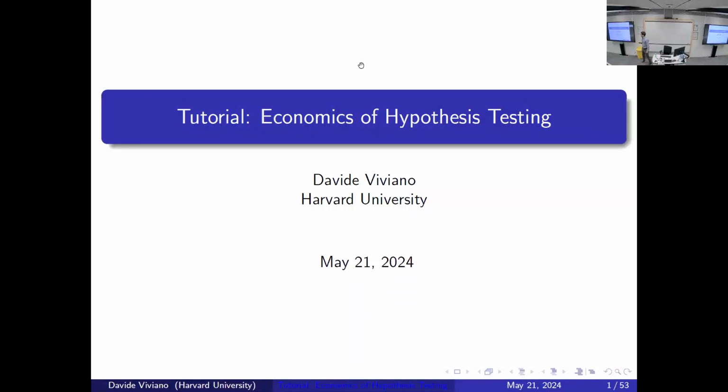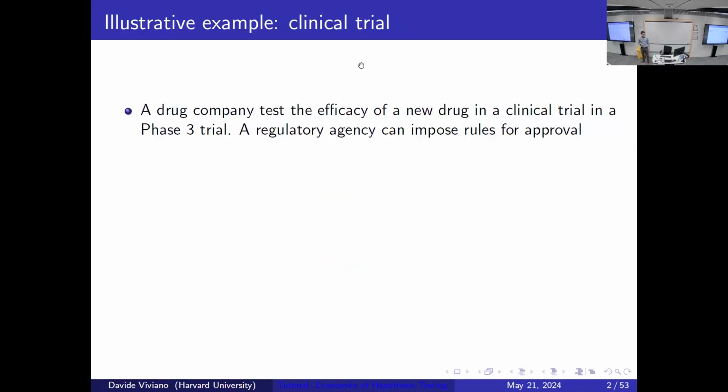Today I'm going to present this tutorial about the economics of quantitative testing. Let me start from an example, the main motivation, which will guide some of our discussion. Suppose that we have a drug company, and the drug company is interested in testing the efficacy of a drug in a clinic. And for instance, there may be a regulator, let's say the FDA, that based on the result of this clinical trial may decide whether to approve it.